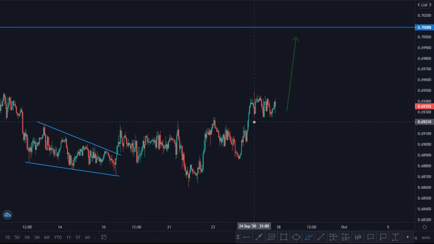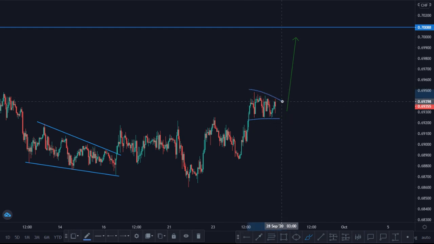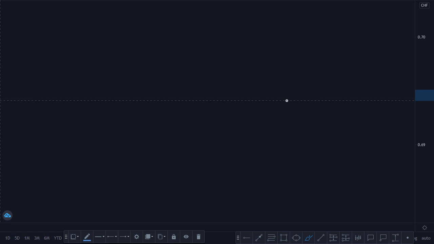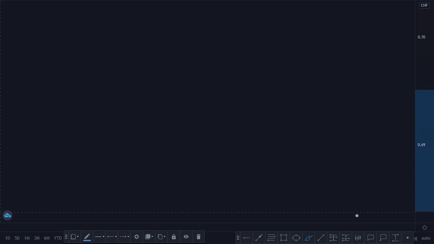But what am I seeing? I am seeing a pattern on its own, which eventually breaks to the upside. Okay, that is what I am currently seeing right now. Sorry guys, I don't know what is happening to my charts right now.